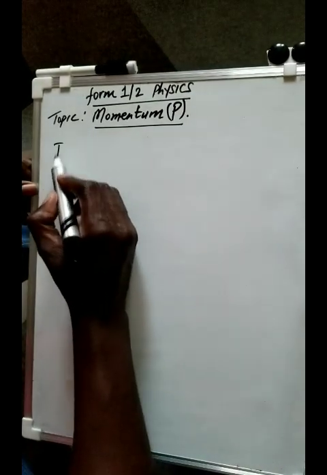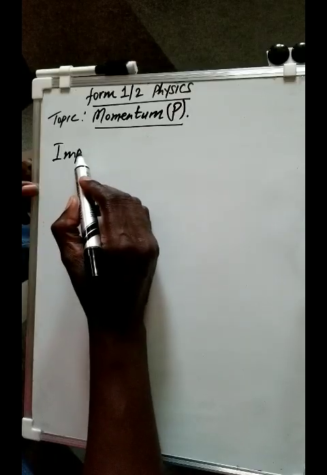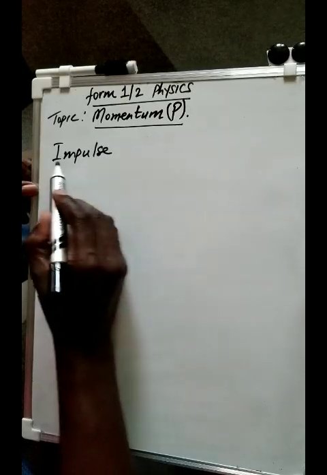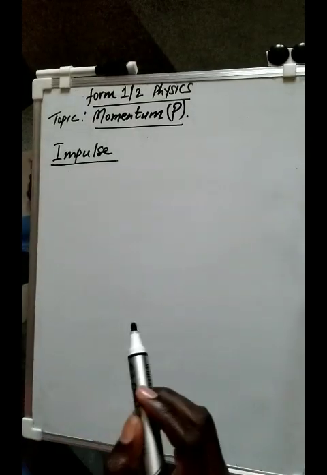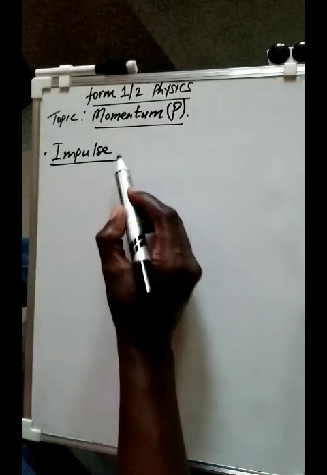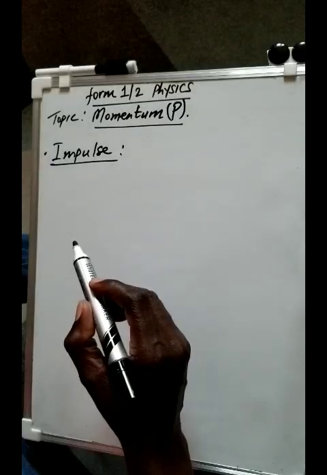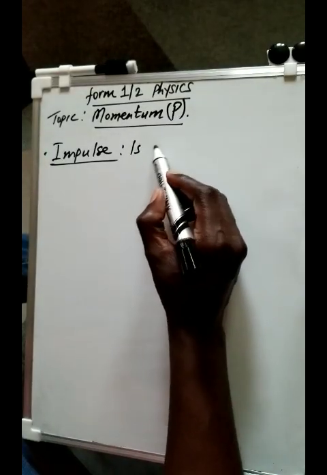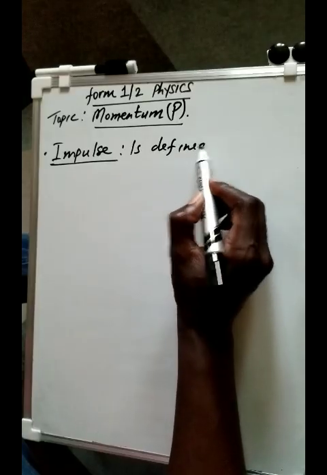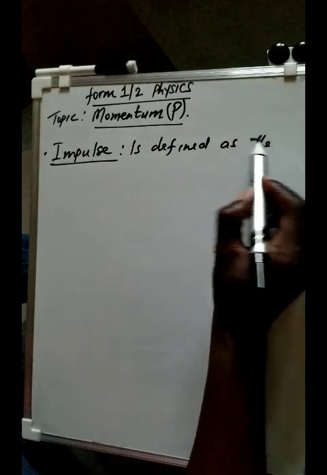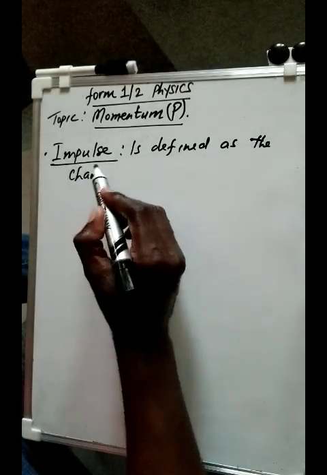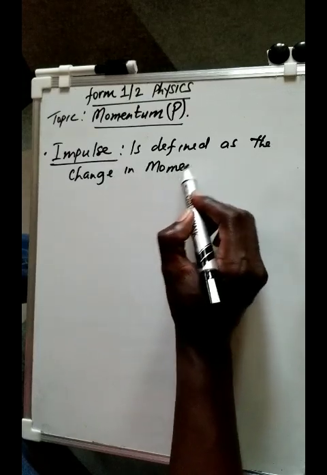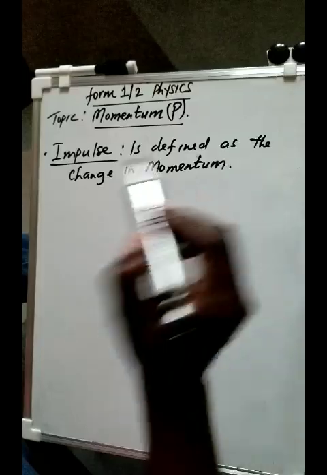So I want to talk about what I'm calling impulse in this case. We can simply talk about what we call impulse under momentum. So what exactly is impulse? Well, when we talk about impulse, it is defined as the change in momentum. So it is actually defined as the change in momentum.